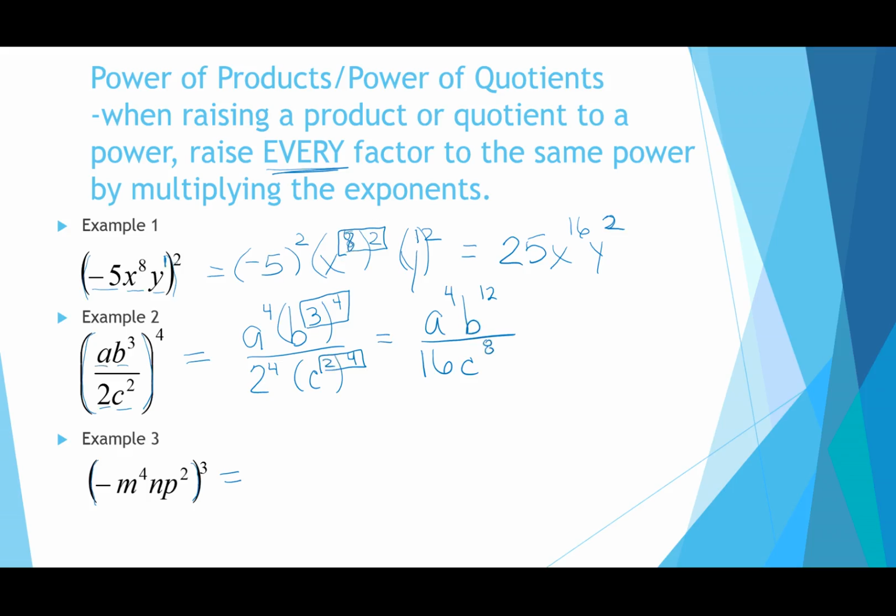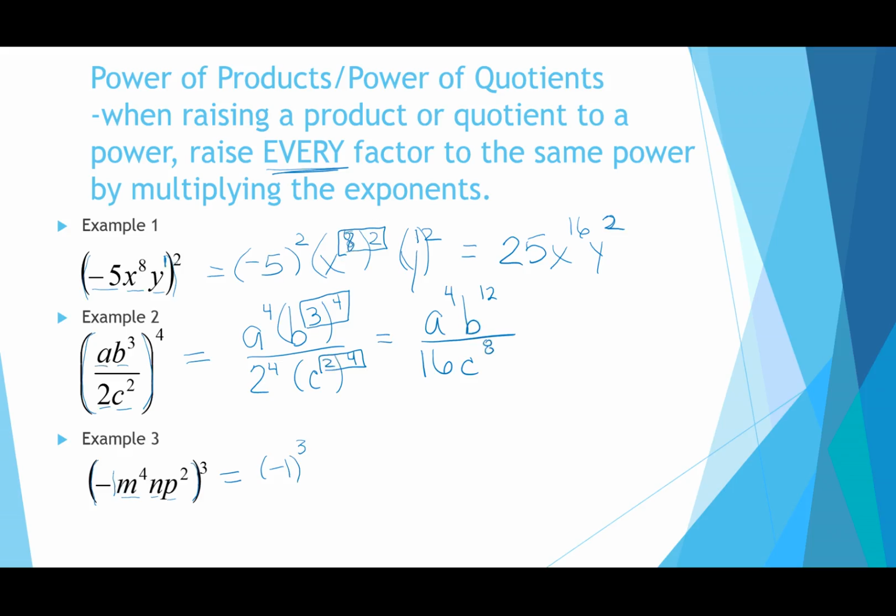All of those factors are being raised to the 3rd power. So I do have an understood negative 1 here that's being raised to the 3rd power. M to the 4th is being raised to the 3rd power, n as well as the p squared. So let's break that up and look individually at what we've got.